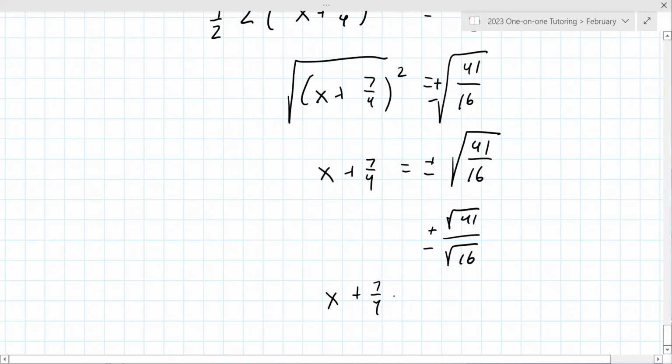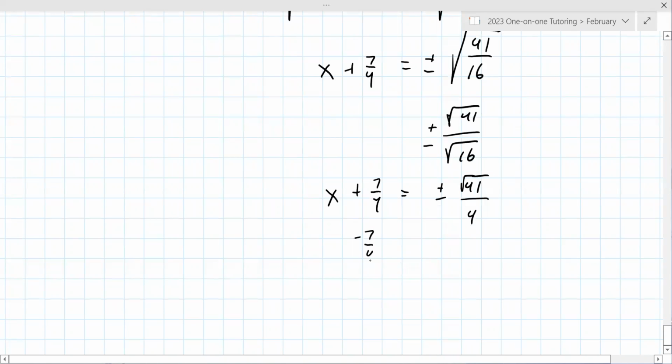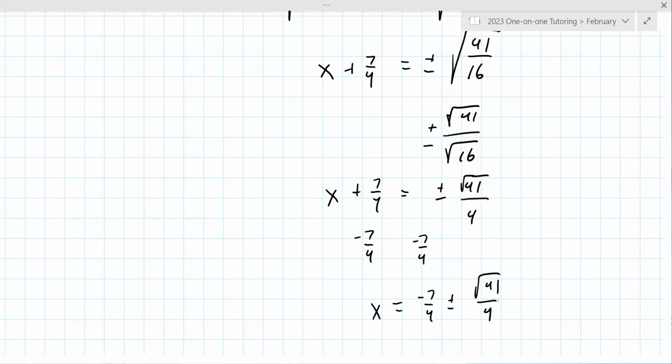And then you will move the 7/4 over. So you subtract 7/4 from both sides. X equals minus 7/4 plus or minus square root of 41 over 4. Gotcha. All right, good. I got the same answer. I was going along as we were going. Great.